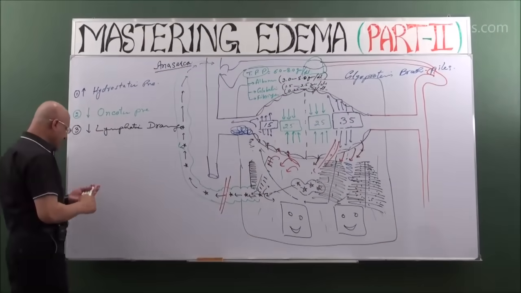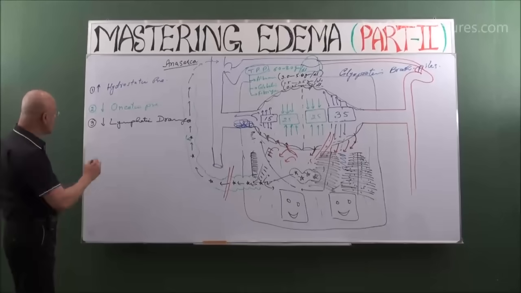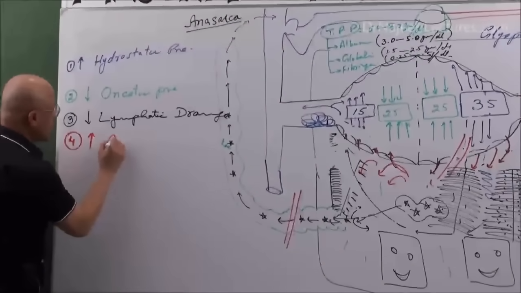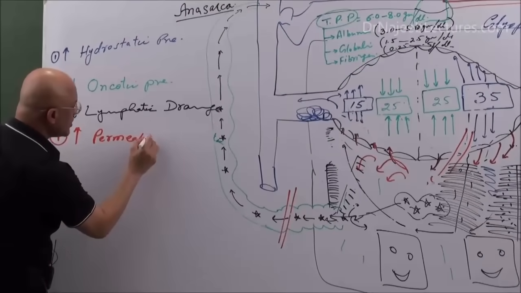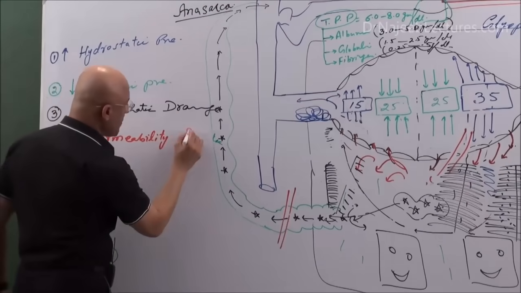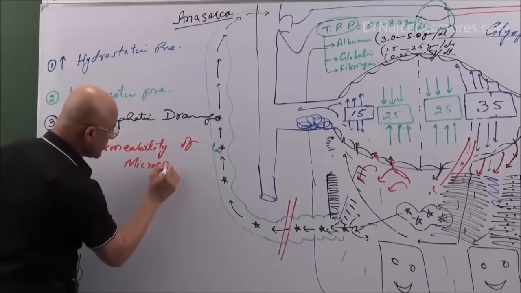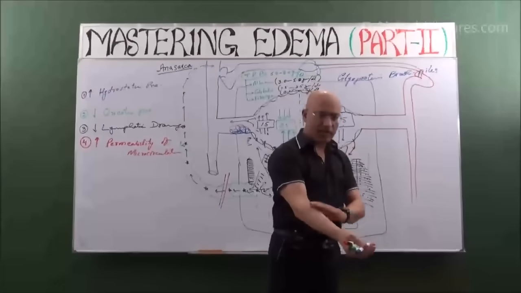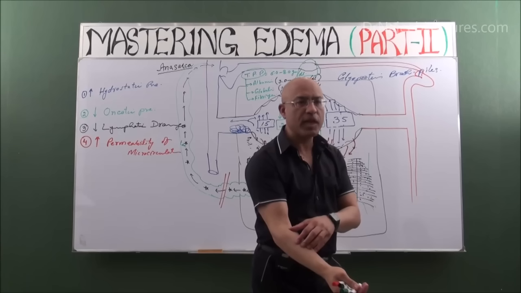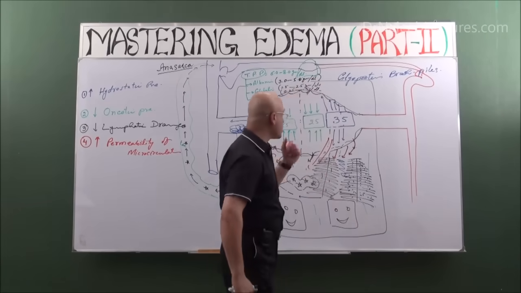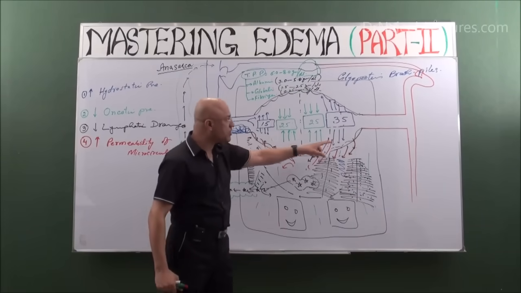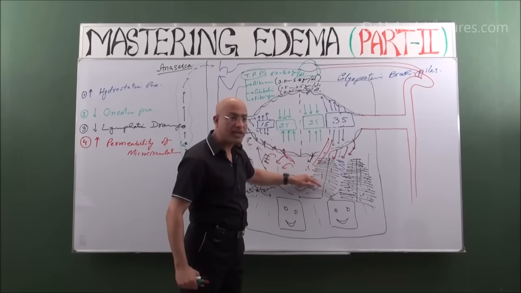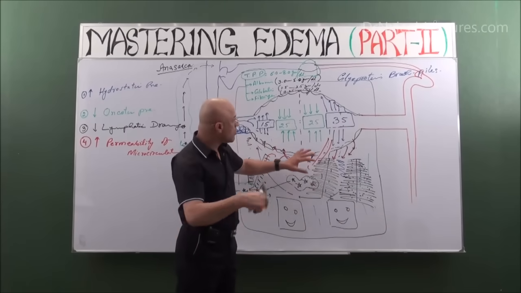Then there can be increased permeability of the microcirculation. It classically occurs in inflammation. You know, when there is injury in any tissue, inflammation develops. During inflammation, chemical mediators are produced, which increase the permeability of this. And when permeability of the microcirculation is increased, even at normal pressure, it will allow more fluid to go out. But actually in inflammation, hydrostatic pressure also increases, right? But I will not talk about that.